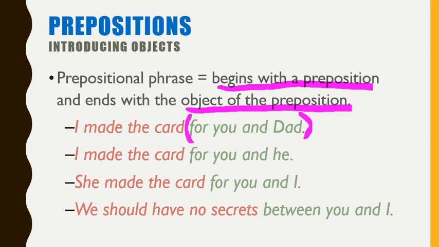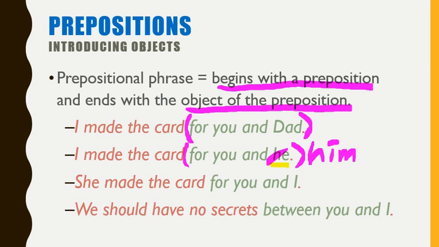But what if we change the dad to a he, like in the next sentence, I made the card for you and he. So in this case, you would do the same thing. You would put parentheses there, identify it as a prepositional phrase, and you would say, I made the card for you. All right, that sounds good. I made the card for he. Okay, we wouldn't say that, right? We would not say for he because we need to write him.